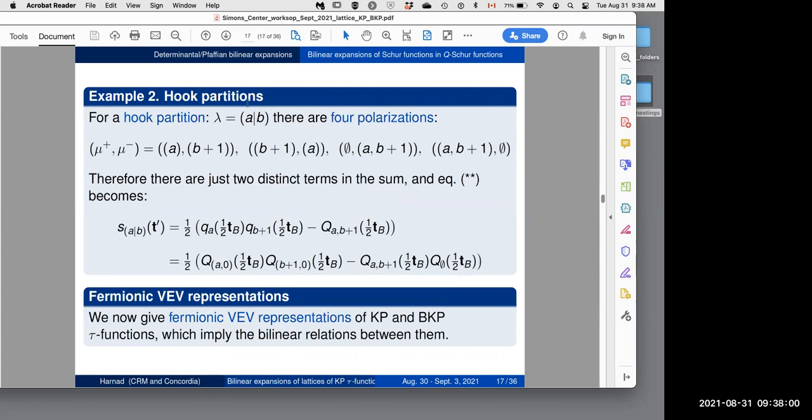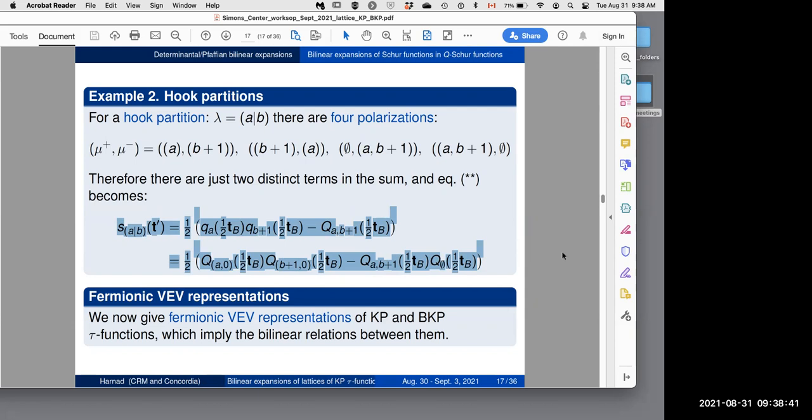Here's a second example. Suppose we have a hook partition. That means the Frobenius rank is 1, and there's just one arm and one leg. In that case, the number of partitions is 4, and the number of polarizations is 4. Either we have A, B plus 1, or B plus 1, A, or the null set with A, B plus 1, or A, B plus 1 with the null set. And the identity reduces to this relation for hooks, which you can also find in MacDonald's book. So two special cases of that Schur function identity can be found in MacDonald's book, but not the general case.